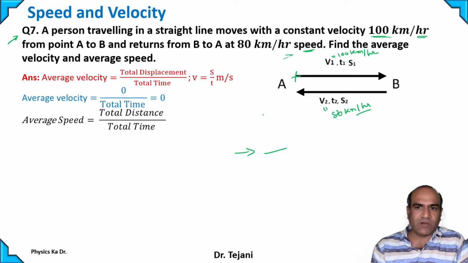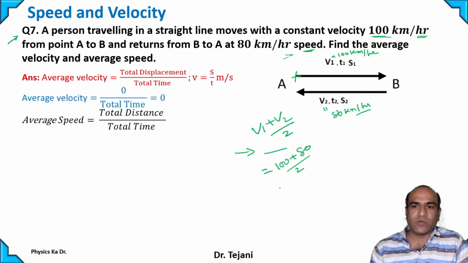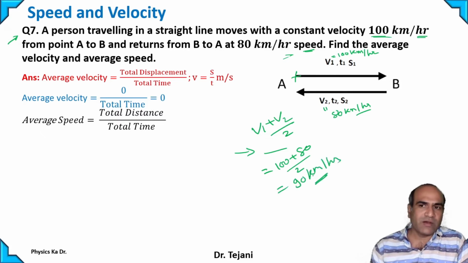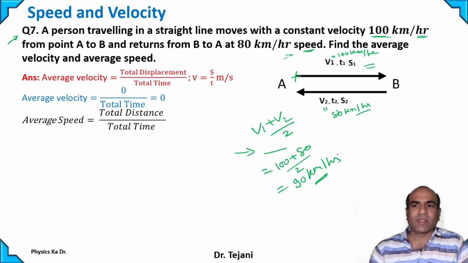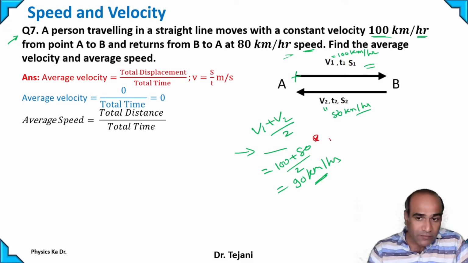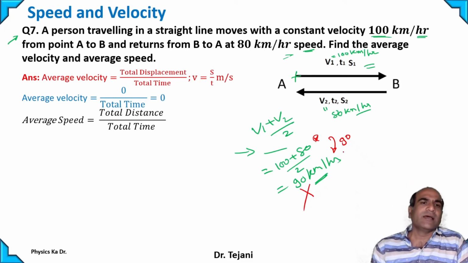But when we talk about average speed, so (v1 + v2)/2, if we do, it gives us (100 + 80)/2, that becomes 90 kilometer per hour. If you think that if I drive going forward at 100 and on the return I travel the same distance at 80 kilometers per hour, my average speed will be 90, if you thought that, then you are wrong. Let's prove it.